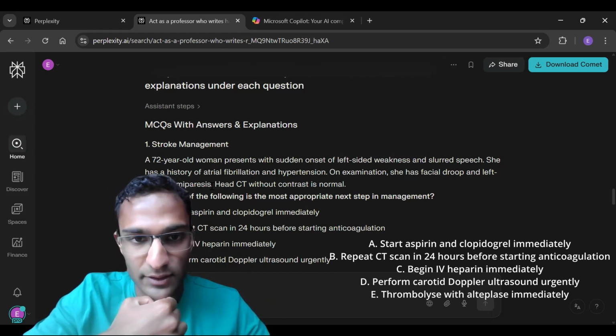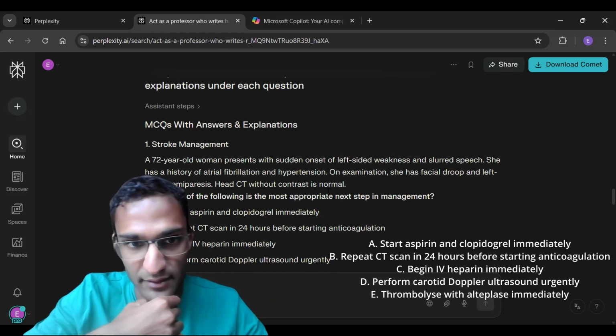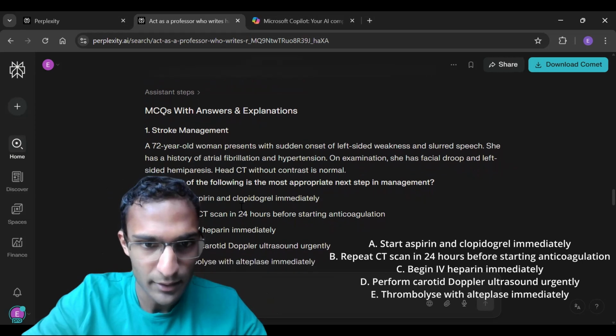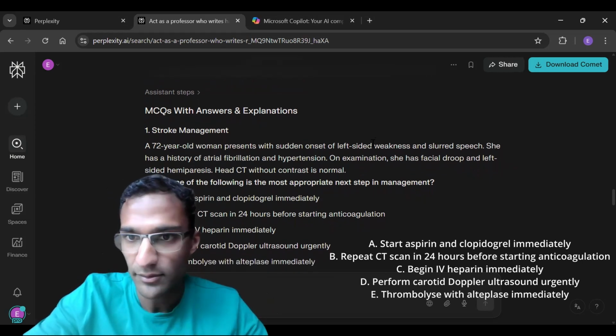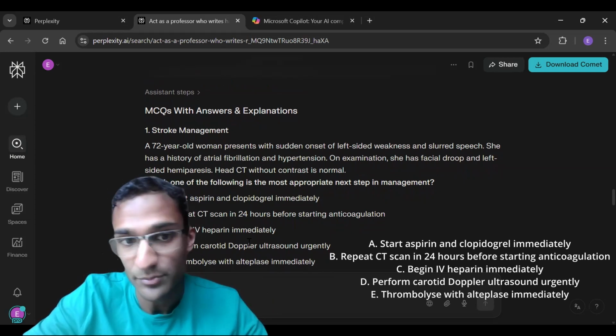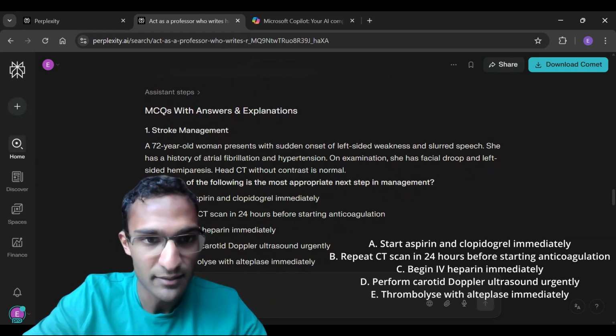Obviously, you can't really tell if it's a bleed without the CT, but that's normal. So in terms of things I would be doing, this is quite an urgent situation. It's a sudden onset stroke. So in this case, you probably wouldn't be doing other investigations. You probably want to do some sort of management. So it wouldn't be B, D.